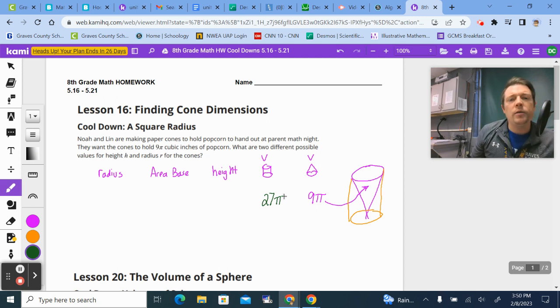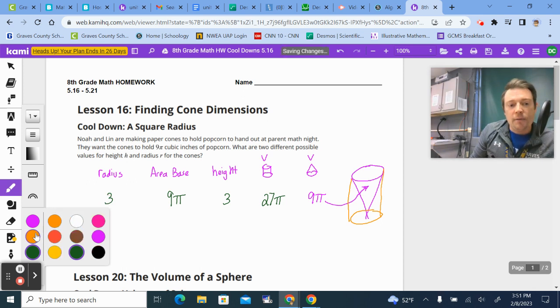Okay. And what we're trying to do here is think of heights that will divide evenly into 27 and give us outcomes of numbers that we could take the square root of, because we don't want to get ugly radius numbers, right? So thinking of numbers that evenly go into 27, I automatically think of 1, 27, 3, and 9, right? So if I divide this by 3 and make my height 3, that would give me an area base of 9 pi. And I like that choice because 9 is a perfect square. You can do 3 times 3 to get 9. And so the radius would have been 3.